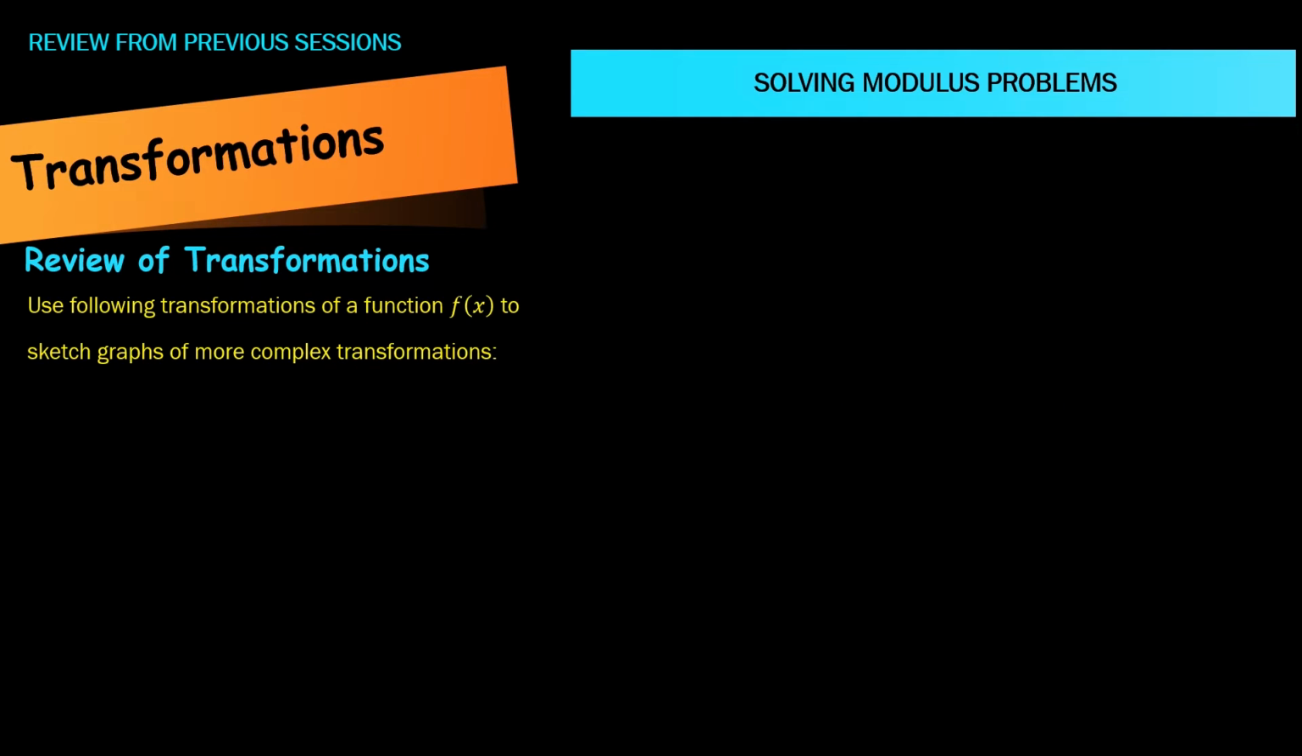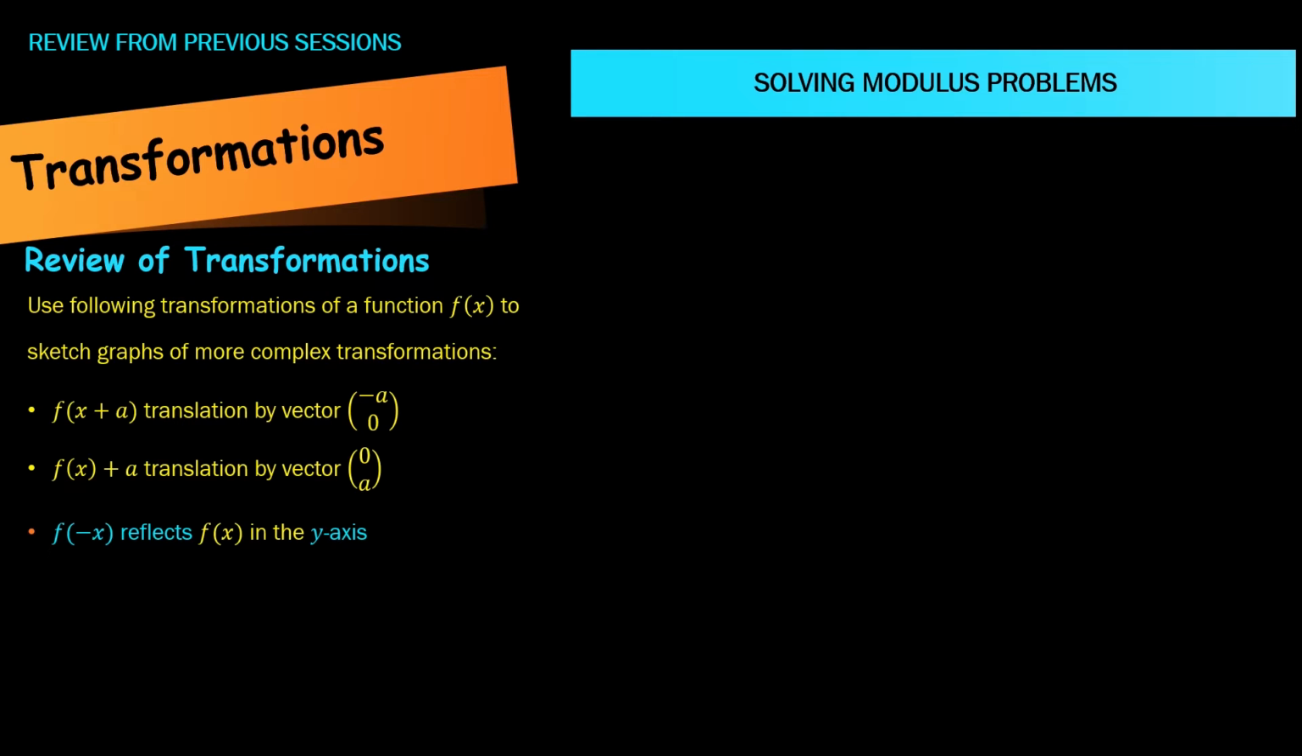We're now going to give a summary of transformations, and then we'll use these transformations of a function f of x to sketch graphs of more complex transformations. F of x plus a is a translation by the vector minus a, 0. F of x plus a is a translation by the vector 0, a.